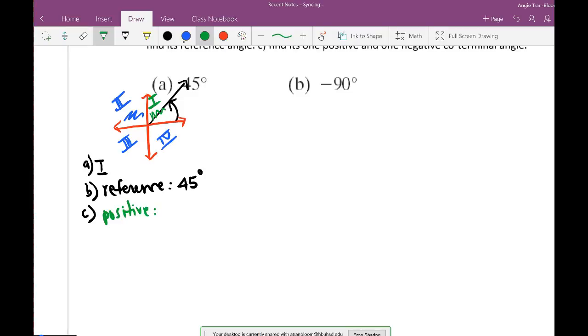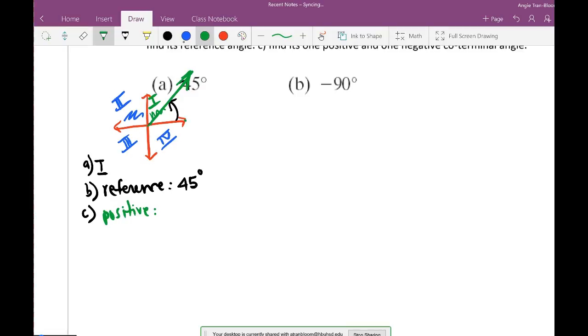Positive coterminal. Well, before we find positive coterminal, Summer, what is the definition for coterminal angles? Good. Two or more angles that have the same or what? Common what? Terminal side, okay? So would you agree that this right here is my terminal side? Yes, that's my terminal side. That's where the angle ended. So I need to find a different angle, class, that will also end at the same spot, okay?